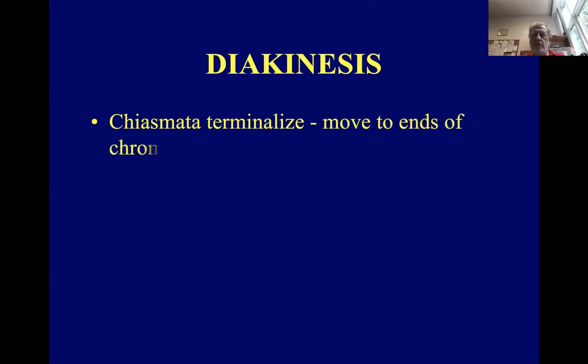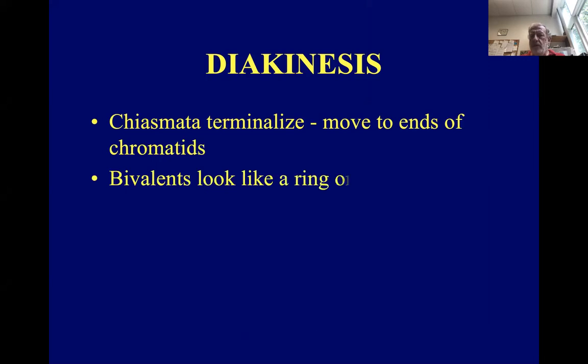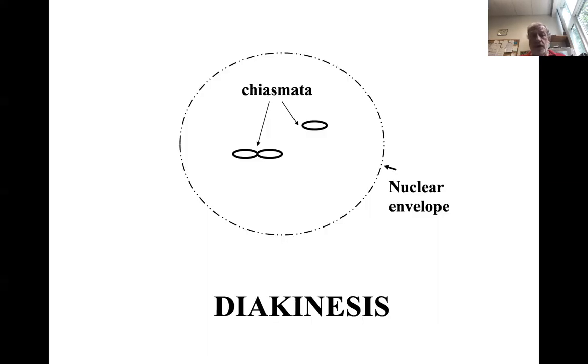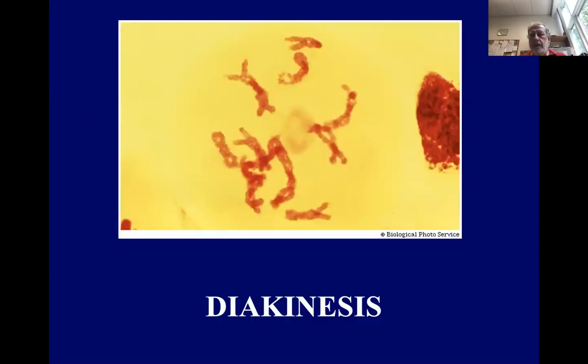Diakinesis. Here the chiasmata terminalize, or move to the ends of the chromatids. Bivalents look like a ring, or a figure 8 if there's 3 chiasmata. Spindle fiber attachment occurs at this point, but now the nuclear envelope's gone. And here we see our nuclear envelope disappearing with the chiasmata in the ends, or the middle and ends, of these bivalents. And here are bivalents in diakinesis.